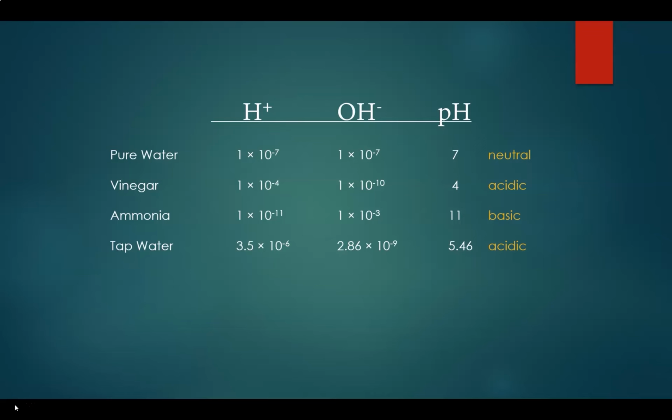For the ammonia, an H plus of less than 1 times 10 to the minus 7th tells us that it's a basic solution, and the hydroxide concentration of more than 1 times 10 to the minus 7th also tells us it's basic, as does the pH of 11. And then finally, for the tap water, the H plus is greater than 1 times 10 to the minus 7th, making it acidic. The hydroxide is less than 1 times 10 to the minus 7th, also telling us it's acidic, and of course the pH is less than 7, again confirming that it's acidic.